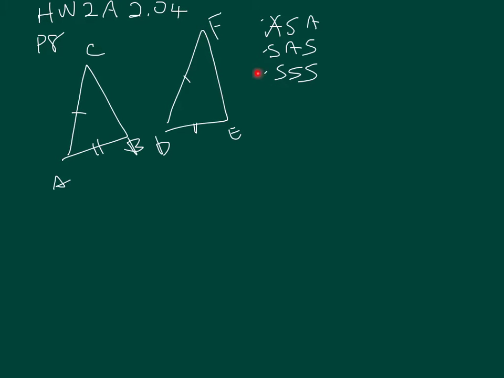If so, we can use SSS. We can say these two are congruent by SSS, or if we know that angle A is congruent to angle D, then we can say this is congruent because of SAS. But we don't have that information, so we cannot say this is congruent. So use that idea for the rest of the problems.